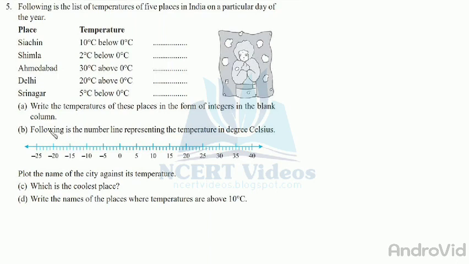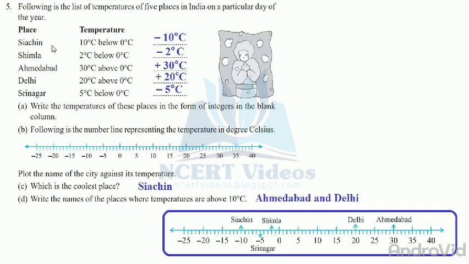And now B, following is the number line representing the temperature in degrees Celsius. This is your number line. Plot the name of the city against its temperature. Now C, which is the coolest place. D, write the names of the places where temperature are above 10 degrees Celsius. So first of all, we will do A part.